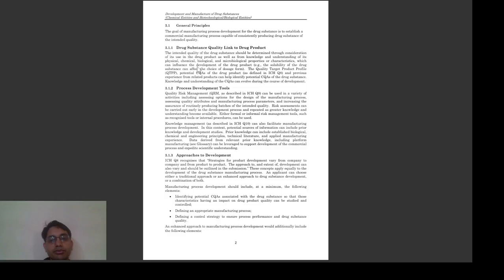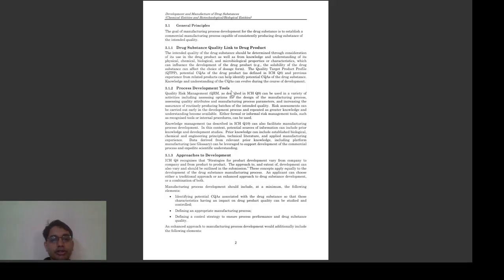The quality target product profile, QTPP, potential critical quality attributes of the drug product, that is ICH Q8, and previous experience from related products can help identify the potential critical quality attributes of the drug substance. Knowledge and understanding of the critical quality attributes can evolve during the course of development.